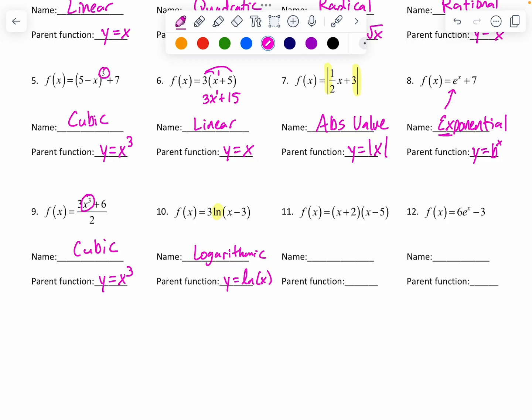The reason I write L's as cursive when I write that is because if I write ln x like this, I kind of feel like the L looks like a 1. So that's why I prefer to write it in cursive, but both of those are fine.